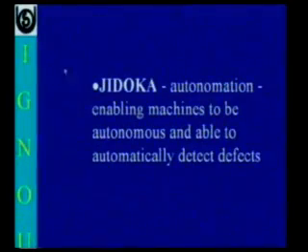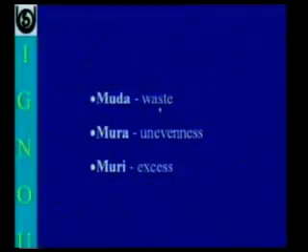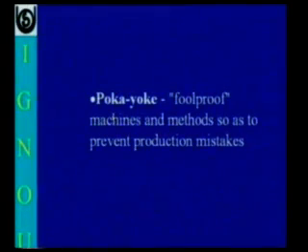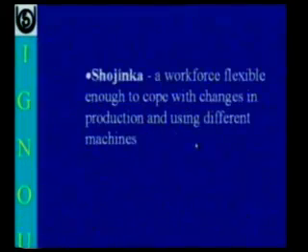Then comes the Jidoka. Jidoka is a type of machine or a type of workforce which automatically detects the defects. Then Muda is termed as waste. Mura is unevenness in the production line. Muri is if something is going to be produced in excess. Poka-yoke, they are the foolproof machines or methods so that there should not be any production mistake.